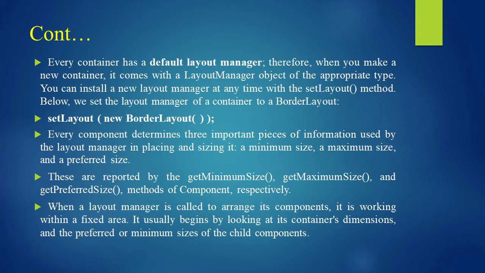Every component determines three important pieces of information used by the layout manager in placing and sizing it: a minimum size, a maximum size, and a preferred size. These are reported by the getMinimumSize, getMaximumSize, and getPreferredSize methods of component respectively. When a layout manager is called to arrange its components, it is working within a fixed area. It usually begins by looking at its container's dimension and the preferred or minimum size of the child components.